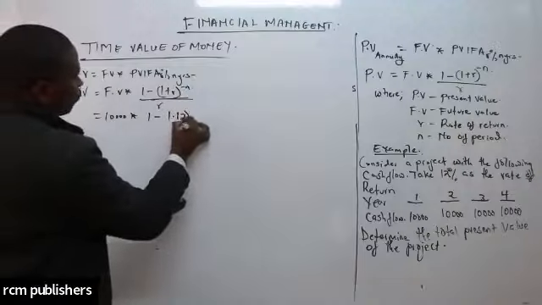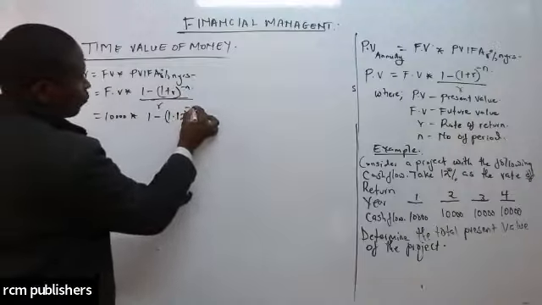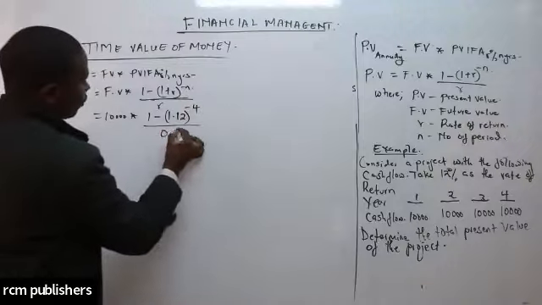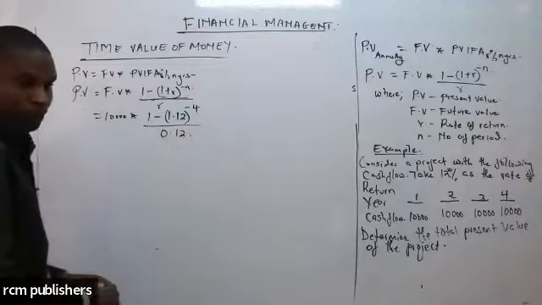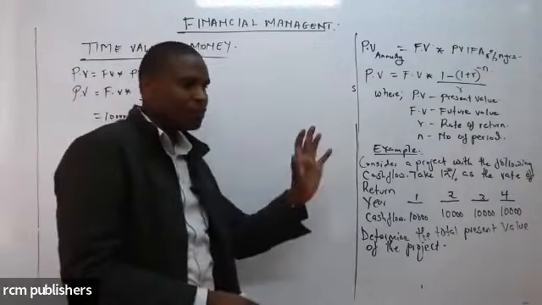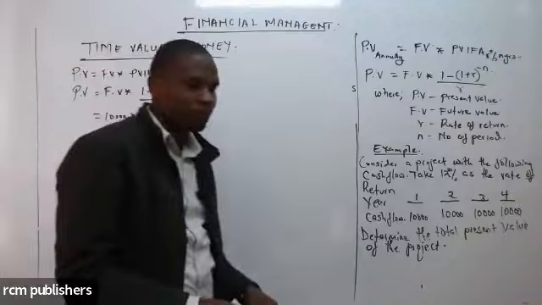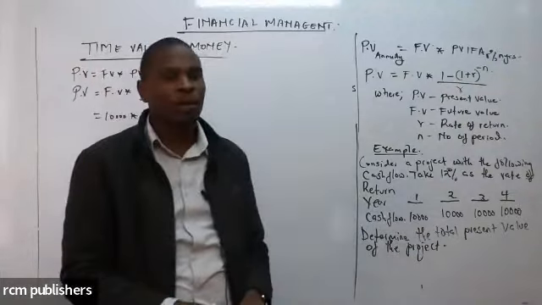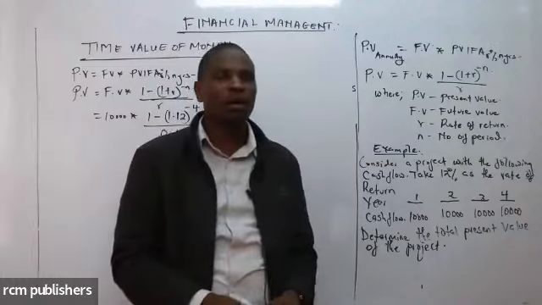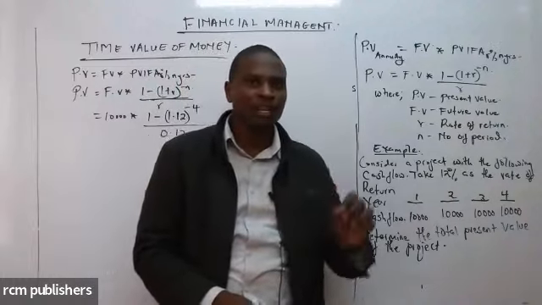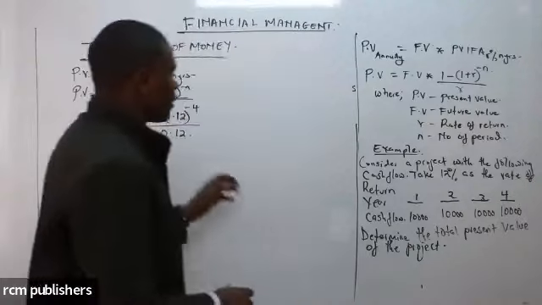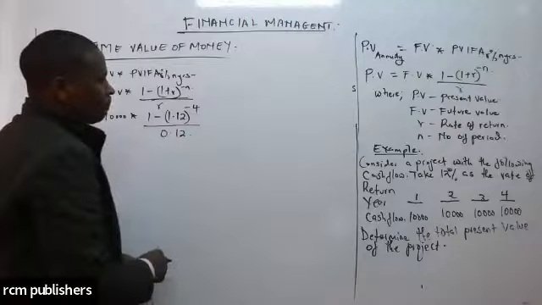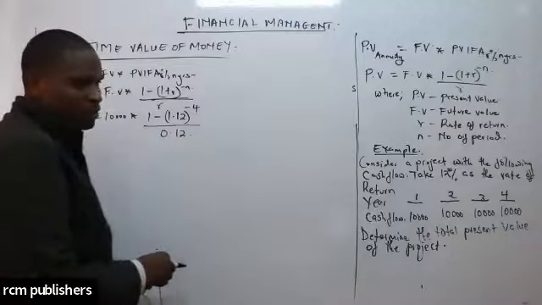1.12. Let's put negative what? How many years do we have? We have 4 years and then divide by 0.12. In most cases, you'll be given a table in the last page of your question paper. In Advanced Financial Management and Financial Management, you'll be given a table to help you get the annuity. We call them the annuity table.